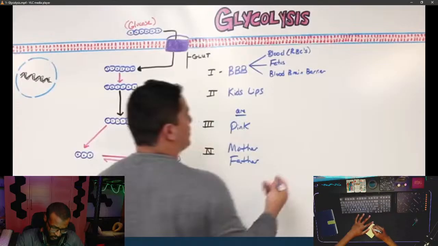And then the last one, mother and father. I like to remember M for muscle and F for adipose or fat. So what is this last one here? Mother and father is going to be specifically just used individually. Mother is for muscle. And father is for fat. Or we should be technical and say adipose.